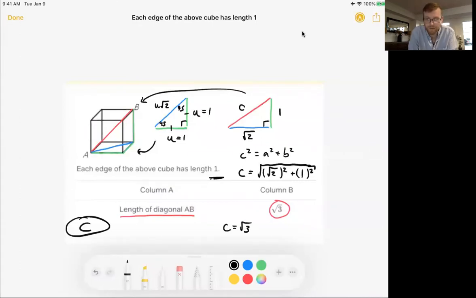But the main one that I would like you to study before you go on to the GRE is special right triangles. You should be lightning fast at any special right triangle problem. It's definitely going to come up multiple times on any GRE for sure.